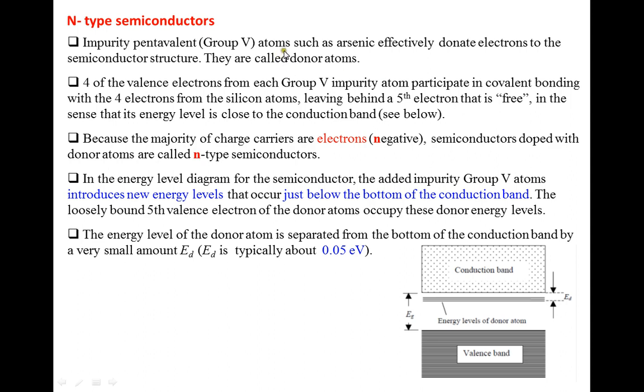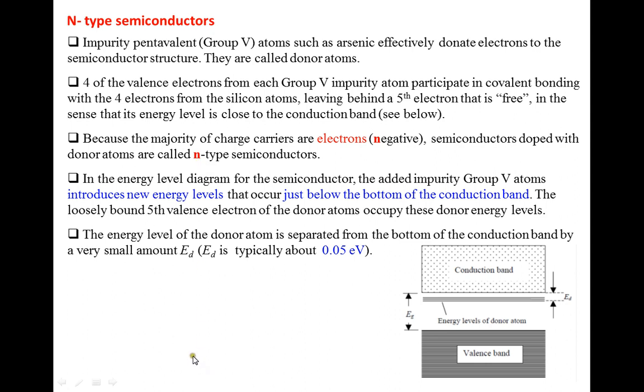So once we have doped silicon with a group 5 atom, these atoms are able to donate their electrons easily because these electrons are loosely bound. So these free electrons do not mean that they are actually fully free. Now, because most of the charge carriers in this case are negative electrons, we call them n-type semiconductors.